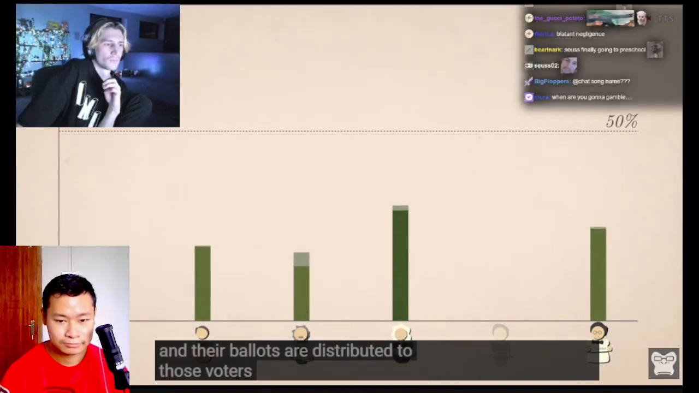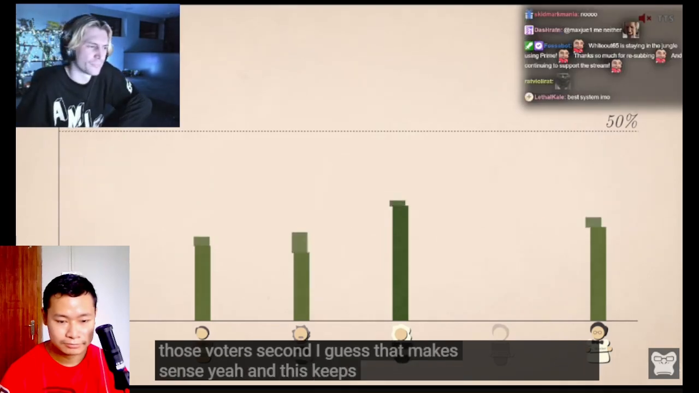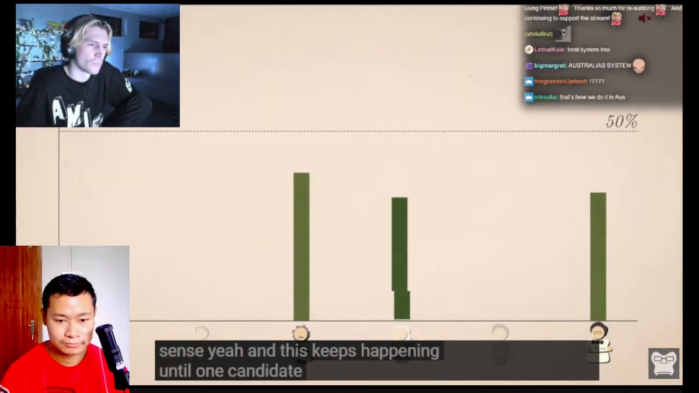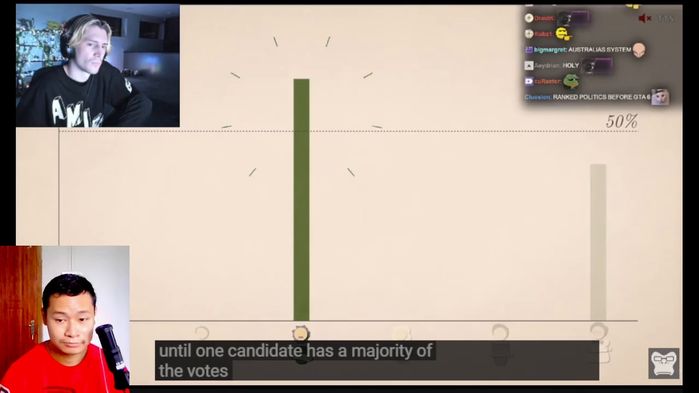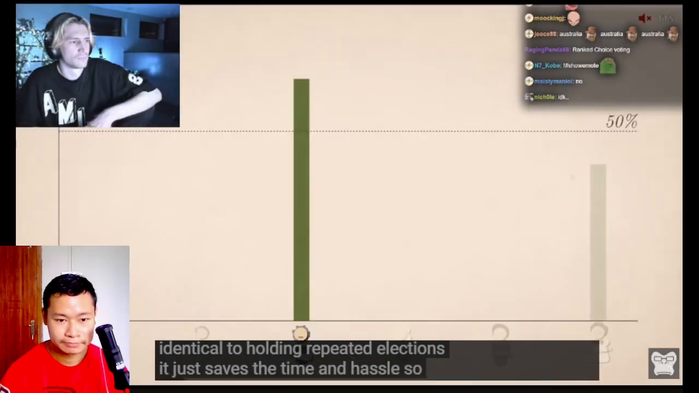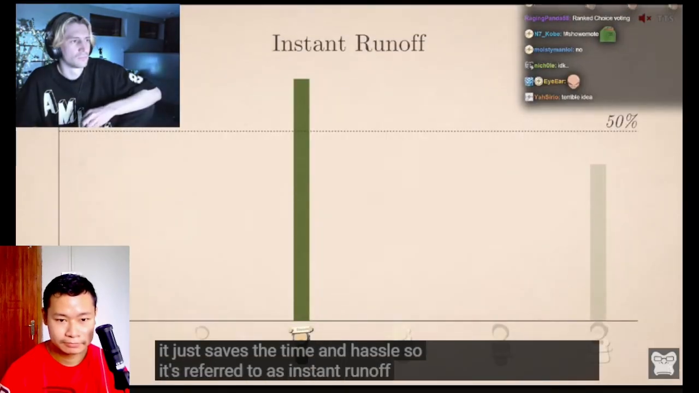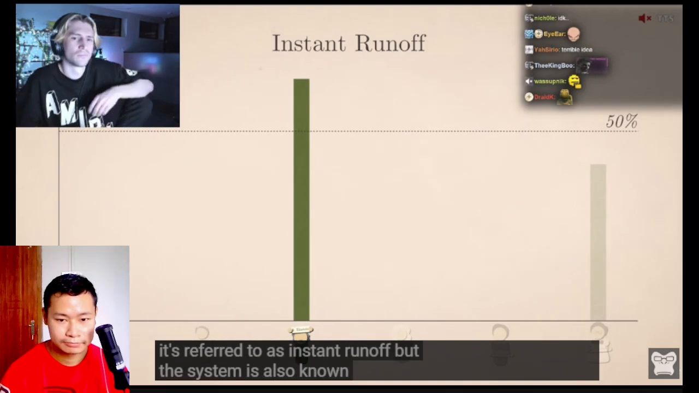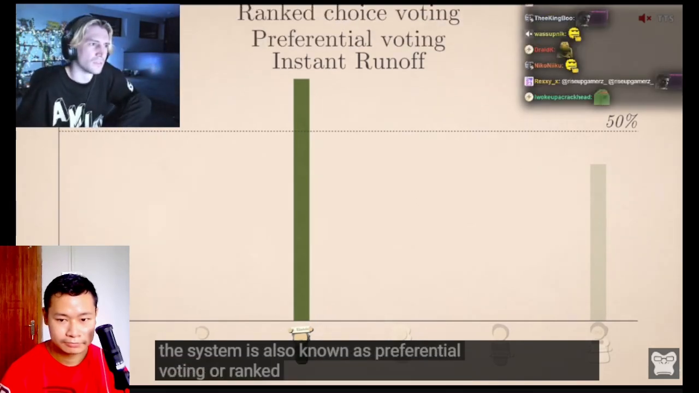But if no candidate has a majority, the candidate with the fewest votes gets eliminated, and their ballots are distributed to those voters' second choices. And this keeps happening until one candidate has a majority of the votes. This is mathematically identical to holding repeated elections. It just saves the time and hassle, so it's referred to as instant runoff. But the system is also known as preferential voting or ranked choice voting.